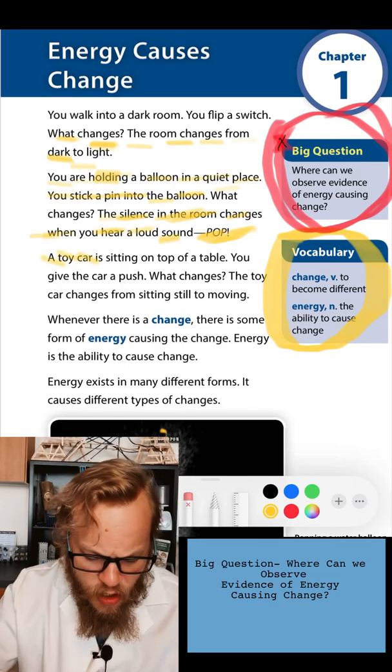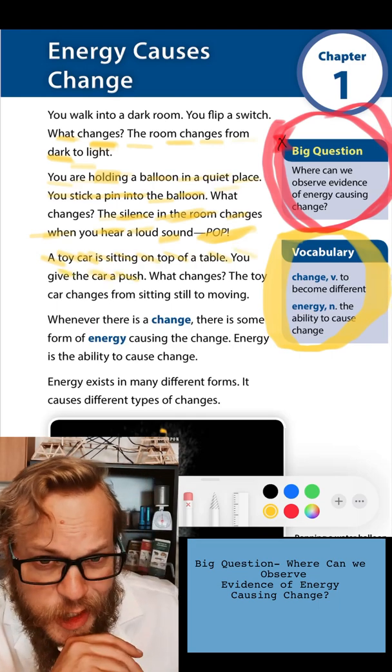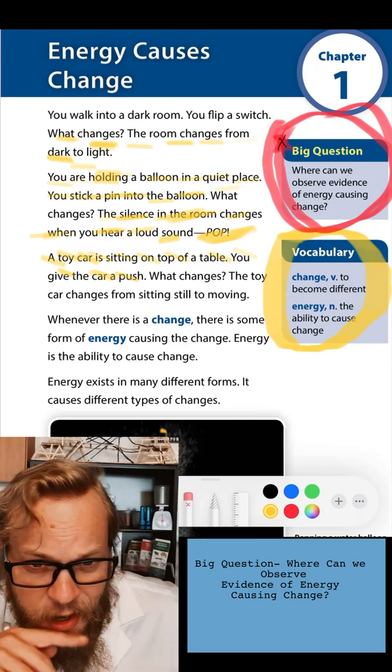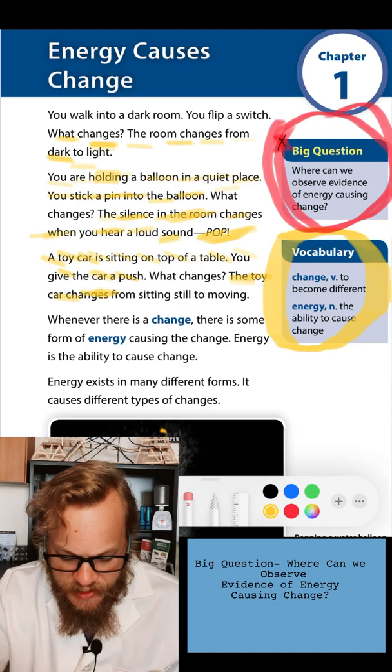A toy car is sitting on top of a table. You give the car a push. What changes? When you push the car, what happens? The toy car changes from sitting still to moving.